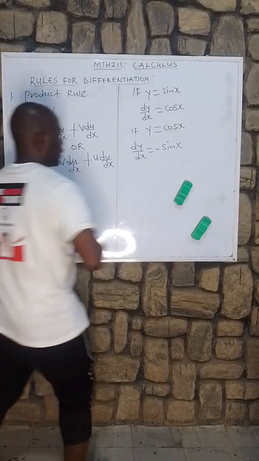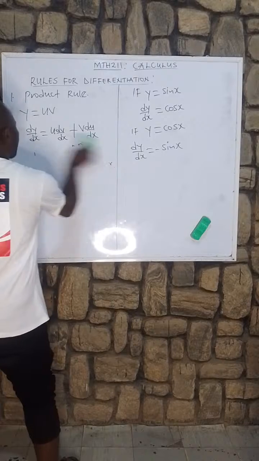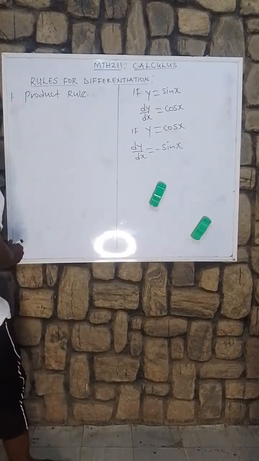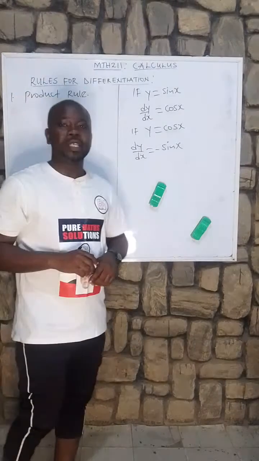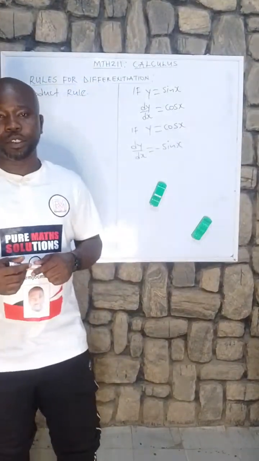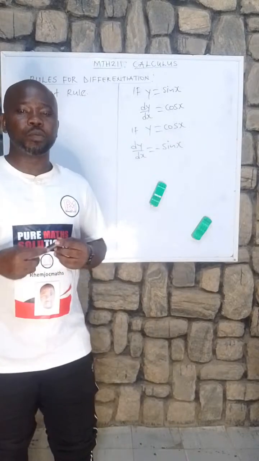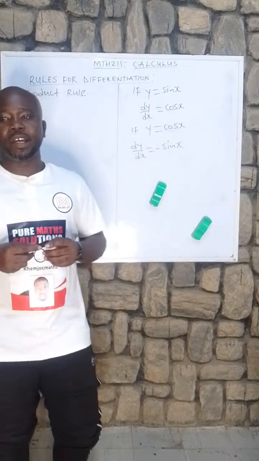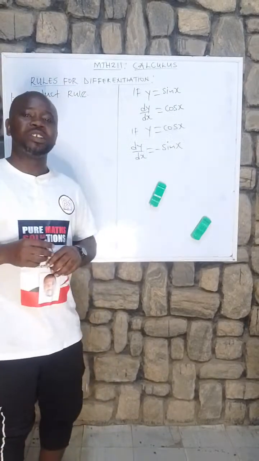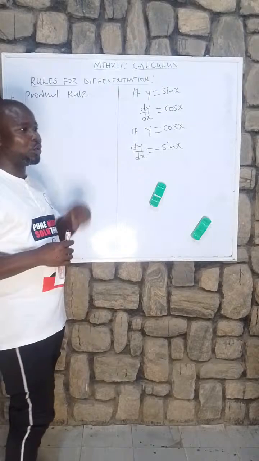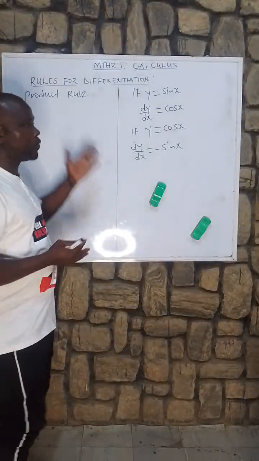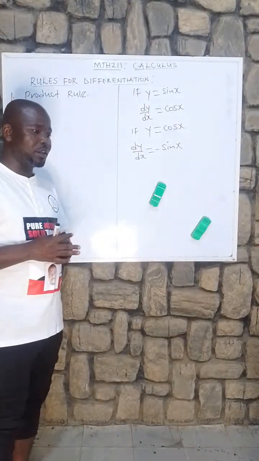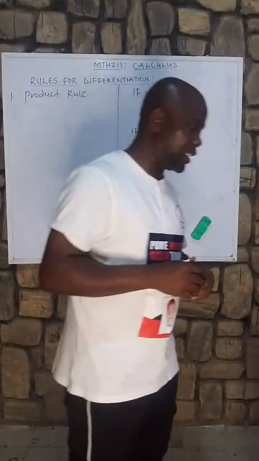Okay, so let us fix the idea with one example using product rule, because sometimes they will not specify to use product rule. They will just give you the function and ask you to find dy over dx. So it is left for you to recall which of the rules is applicable so that you won't have any problem.